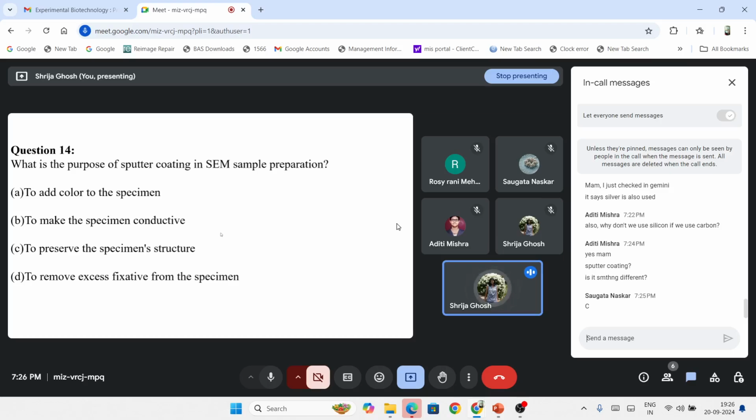So Agata has answered option C. We just now discussed why we were doing gold coating. In the previous question it was actually written why the gold coating was done. Anyone else wants to answer? Aditi or Rosie, if you want to answer. Option B. Rosie says option B.